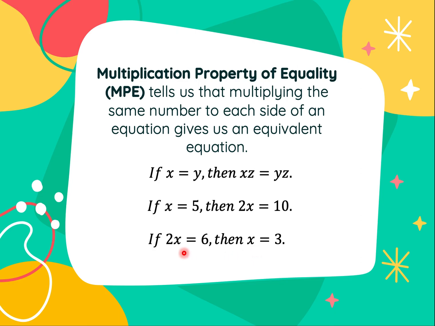Grade 7, here we have two options: either divide both sides of the equation by 2, or simply multiply both sides of the equation by the reciprocal of 2. We will have the same answer. Even if we multiply or divide, we have the same property, which is MPE.